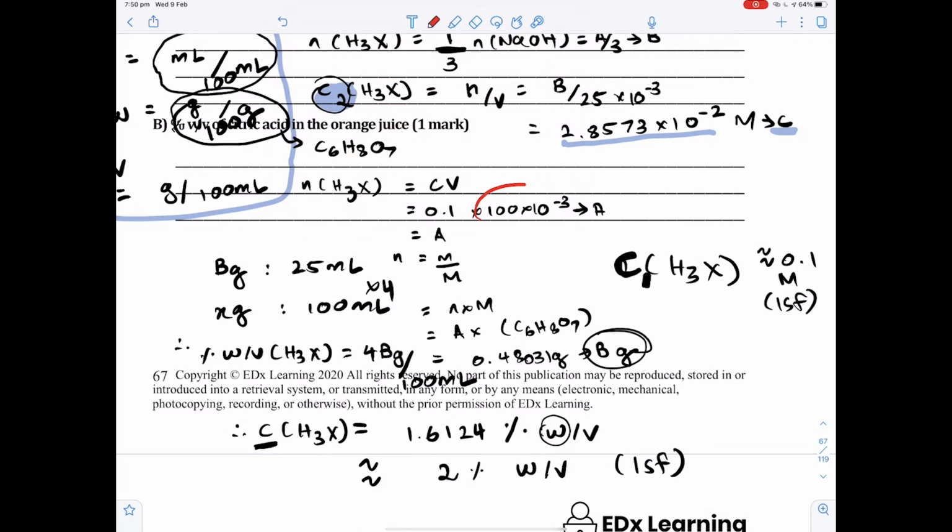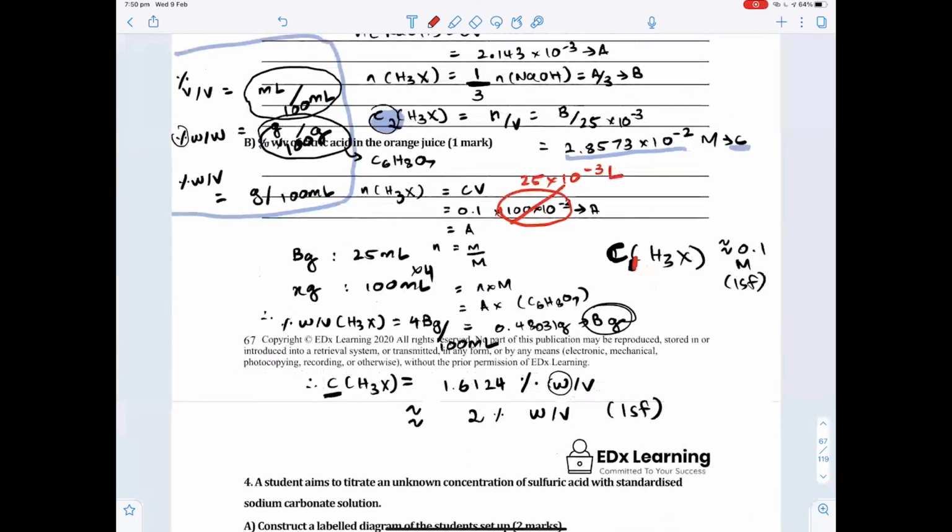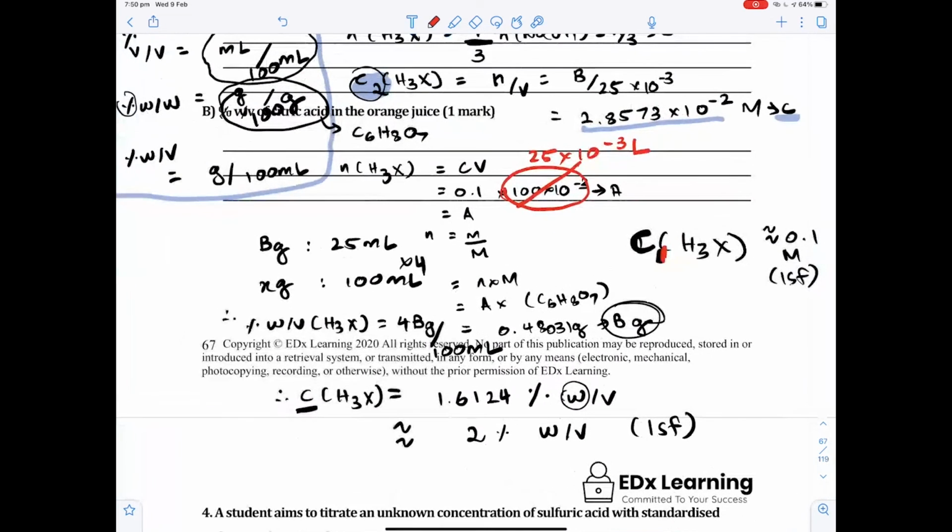I assumed that the original volume was 100. The original volume was 25. Agreed. So we use C1, so we should be using V1. So 25 should be the answer the whole time. Okay, so very good pickup. Good. I agree with you.